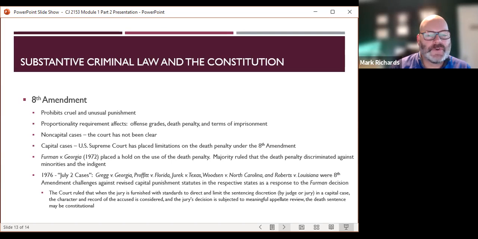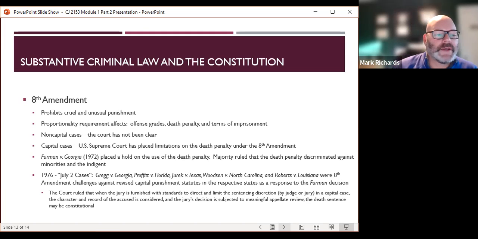In 1972, the case of Furman versus Georgia placed a hold on the use of the death penalty. The majority ruled in this case that the death penalty discriminated against minorities and the indigent, those who could not afford their own defense. But in 1976, you have what's known as the July 2nd cases in Georgia, Florida, Texas, North Carolina, and Louisiana, where Eighth Amendment challenges against revised capital punishment statutes were a response to the Furman decision.